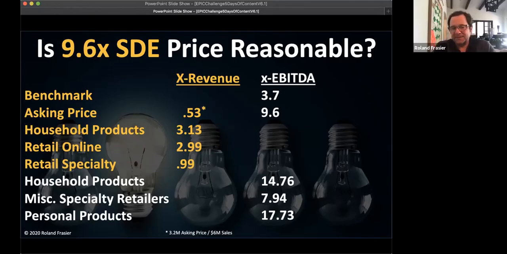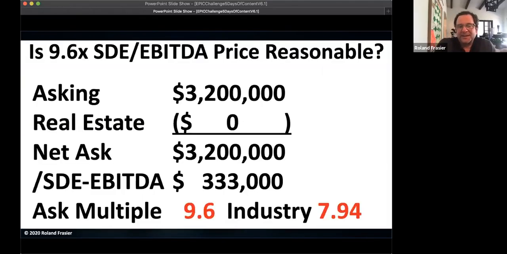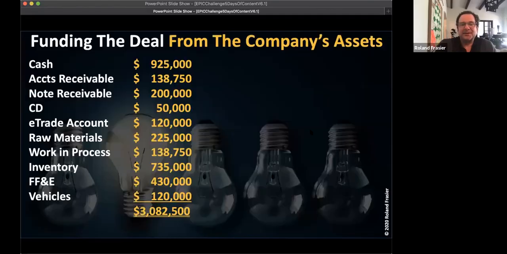So as Jeff did, I'm going to offer based on 7.94 because that's the lowest of the things I've got here. In this case, we compare our multiple of 9.6 to 7.94, and I'm going to look at 7.94 as the multiple I'm going to argue for.